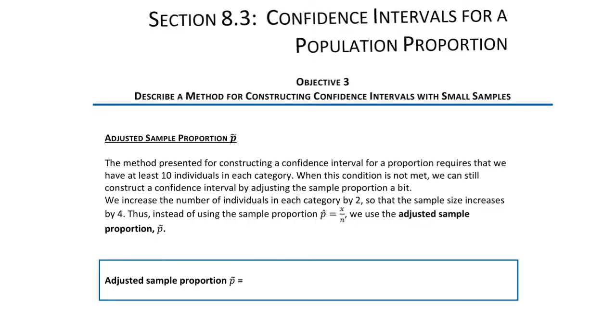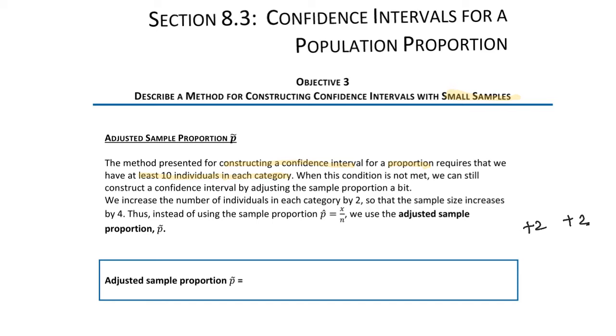Objective 3. Describe a method for constructing confidence intervals with small samples. The method you just learned, constructing the confidence interval for a proportion, requires that we have at least 10 individuals in each category. When this condition is not met, we can still construct a confidence interval by adjusting the sample proportion a bit. So we increase the number of individuals in each category by 2.